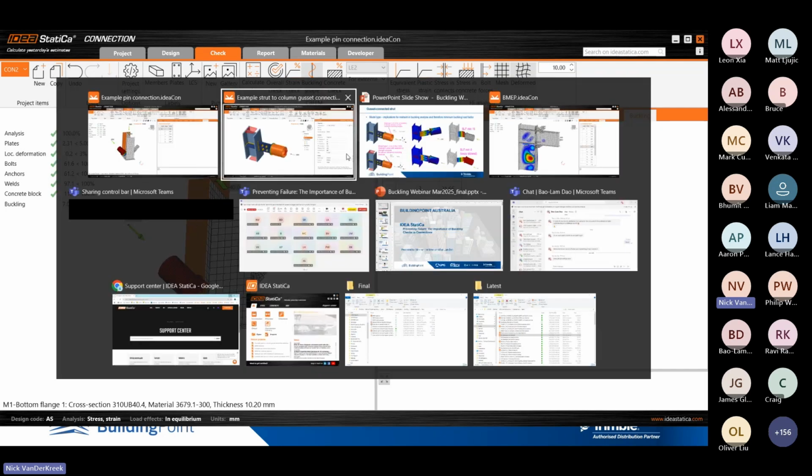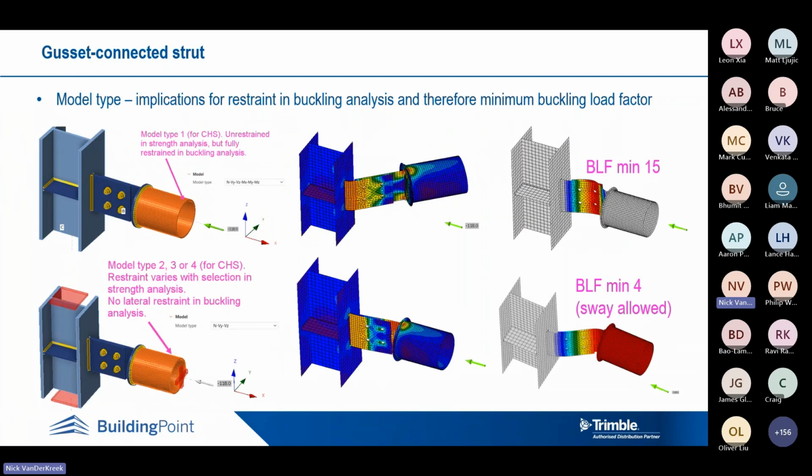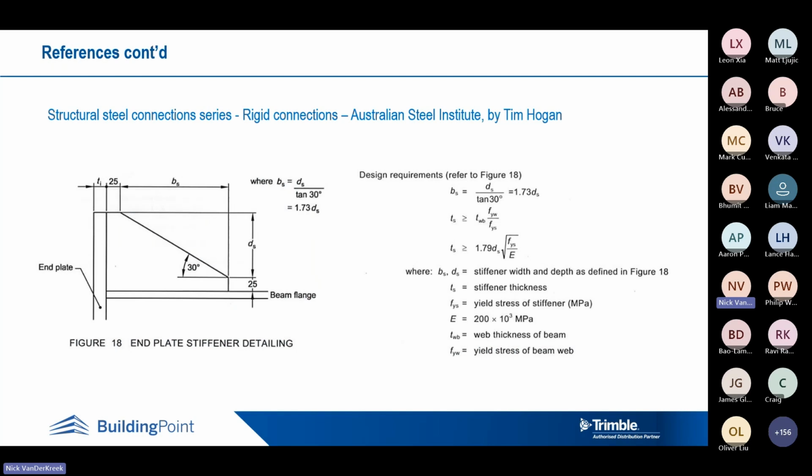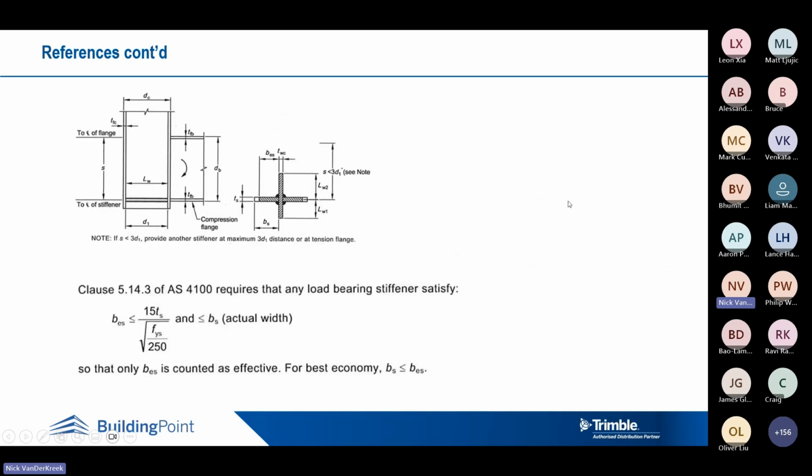All right, that's essentially it for the PowerPoint, except to just show briefly some other references, if you're interested in bearing stiffeners and so forth. Lots of good articles on the Ideastatica website. Also in the Australian Steel Institute Rigid Connection series, authored by Tim Hogan, there's some detailed information about design of stiffeners and limits to slenderness and so forth, and also for bearing stiffeners.